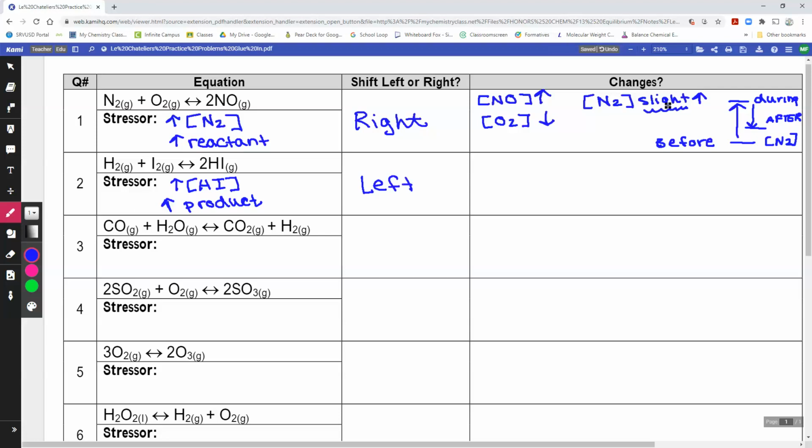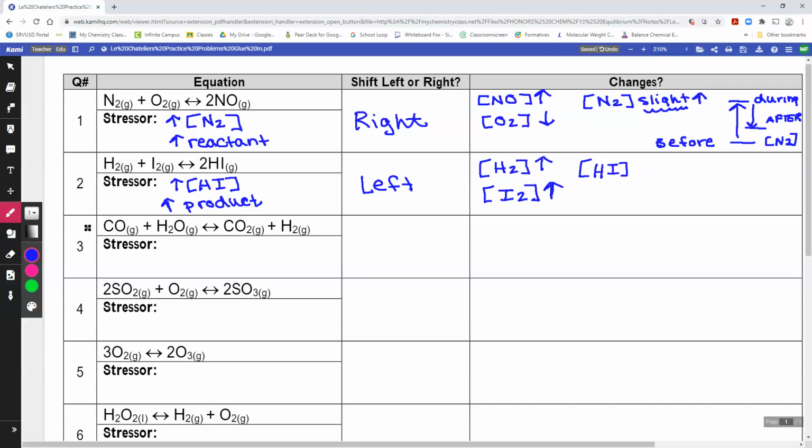Now let's look at how each of our things change. If I proceed in the backwards direction, I'm going to be making more hydrogen. So the hydrogen concentration goes up. Same with our concentration of iodine, right? We're going in the backwards direction. We're shifting to the left. The concentration of that goes up. Now let's look at our concentration of hydrogen iodide.